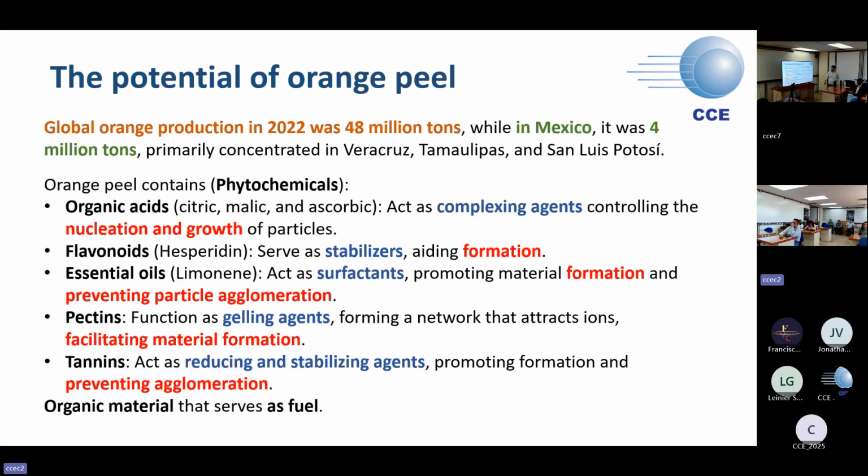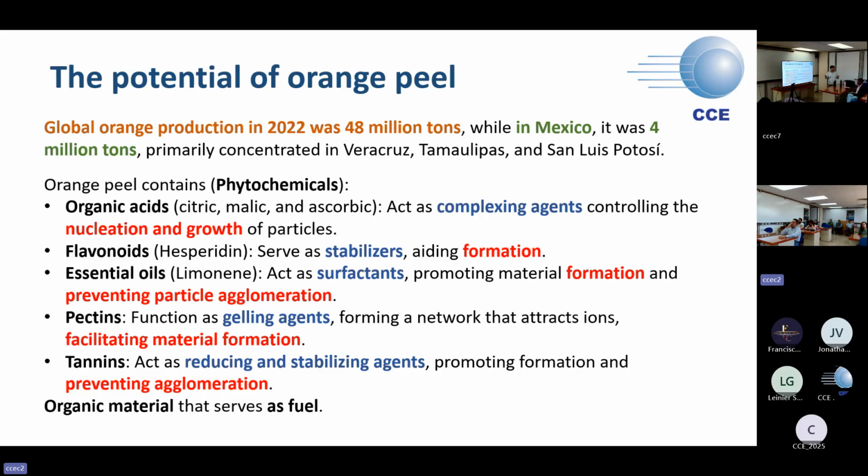In this case, I work with orange peel. Why orange peel? Because we have oranges around the world, so this waste is well concentrated in different industries, for example, candies and sodas. A lot of places have this well-concentrated waste material. It has a lot of phytochemicals, for example, organic acids, flavonoids, essential oil, pectin, and tannins.